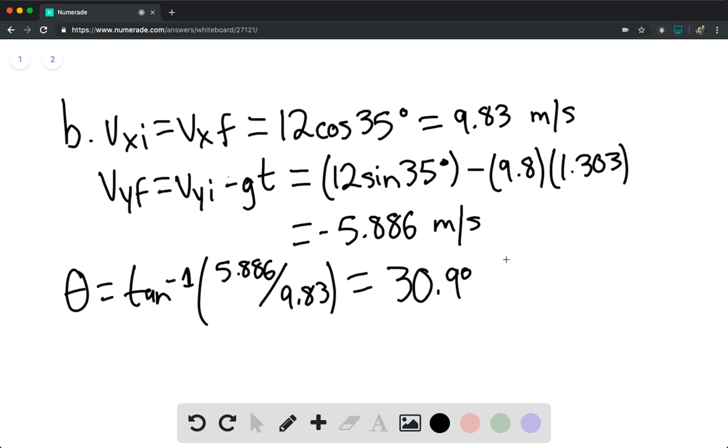However, we need to specify that this is going to be below the positive x-axis, so below the horizontal. Again, if you wanted to think of this as a Cartesian axis, we have a negative y component and a positive x component, which means that we're essentially in the fourth quadrant. So again, in order to specify that, we can say 30.9 degrees, and fourth quadrant would be below the positive x-axis. That is the end of the solution.